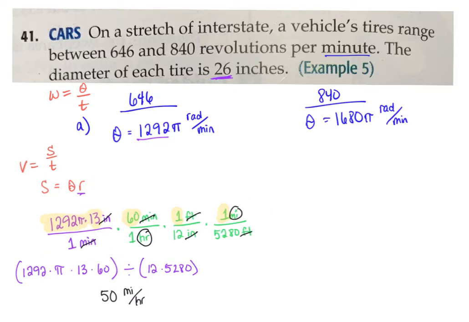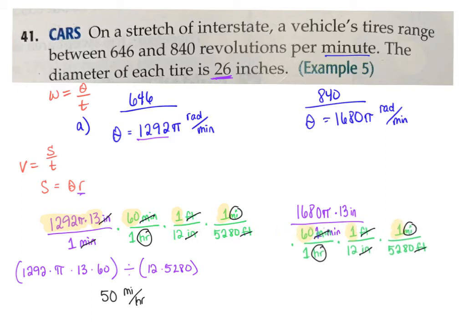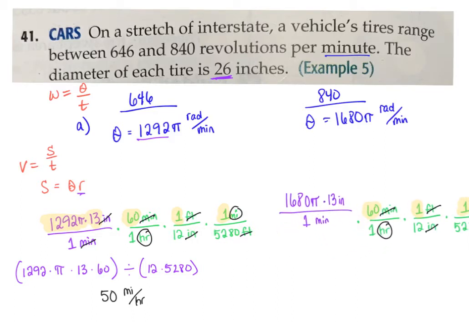All right, so then the second piece is the same exact thing. We are going to take the 840, or not the 840, we've already multiplied that one, so we don't have to multiply that again. We're going to take the 1680 pi, that's my theta, times my r, 13 inches, to 1 minute, and we are going to do our conversion exactly the same as we did before. So we're going to take this exact conversion and do it again with this one.